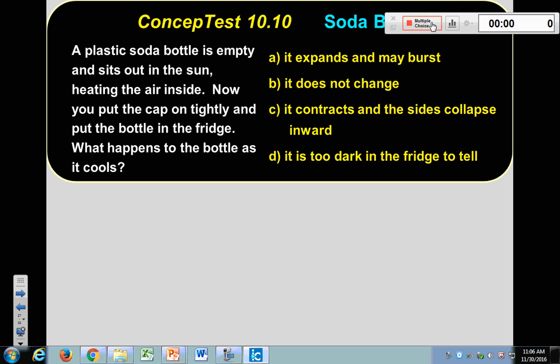A plastic soda bottle is empty and sits out in the sun, heating the air inside. Then you cap it and put it in the fridge. What happens to the bottle as it cools? All right, I'm going to stop at 35.